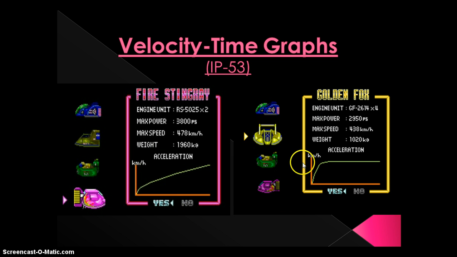This is the Golden Fox over here. So take a look at this graph too and decide which one do you think is going to move faster, or actually speed up faster. If you chose the Fire Stingray, actually it takes a longer time to speed up to maximum speed, so it does not have a faster acceleration. The Golden Fox, however, speeds up like this, right, on the graph, so it has a faster acceleration. So if you want to drive faster, I would choose the Golden Fox.